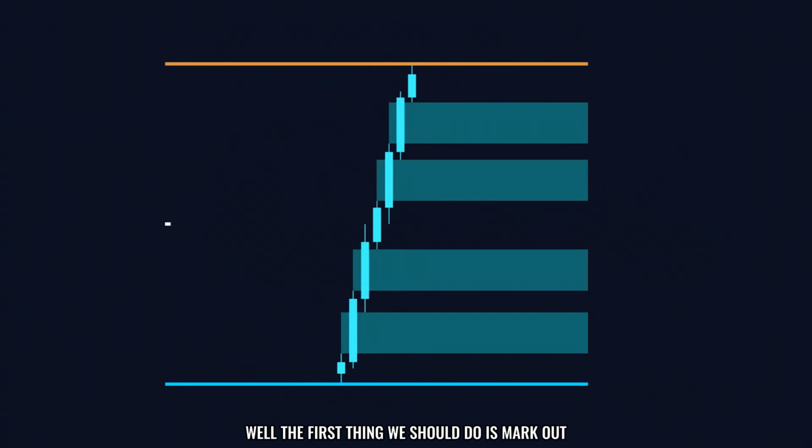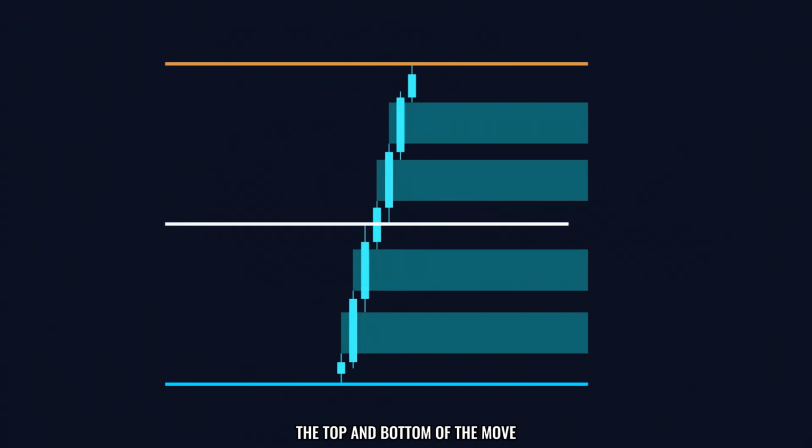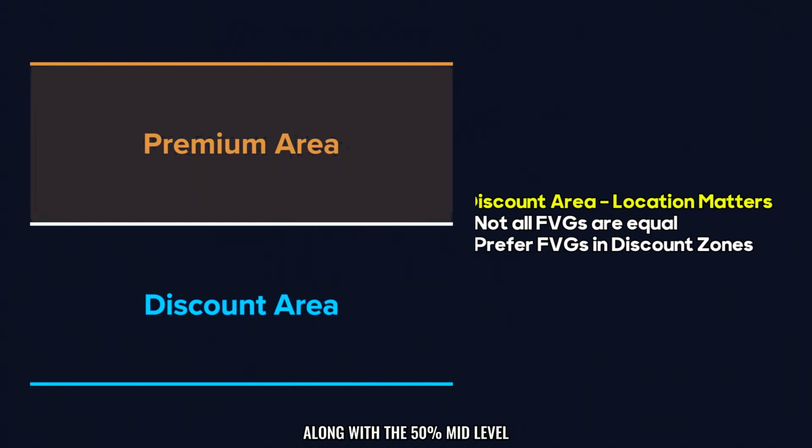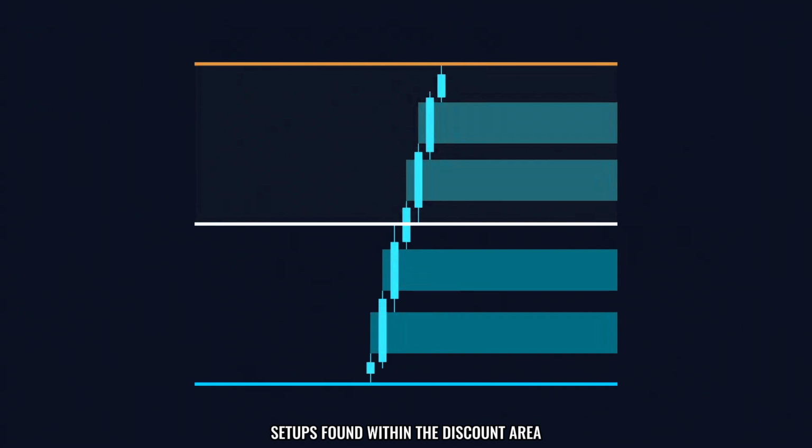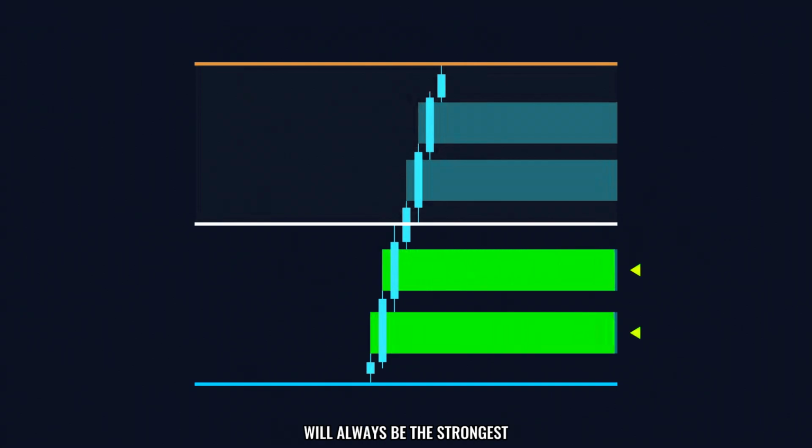Well, the first thing we should do is mark out the top and bottom of the move, along with the 50% mid-level. This will give us what we call the premium and discount areas of the range. To put it into simple terms, if we are looking for a long trade, setups found within the discount area will always be the strongest.